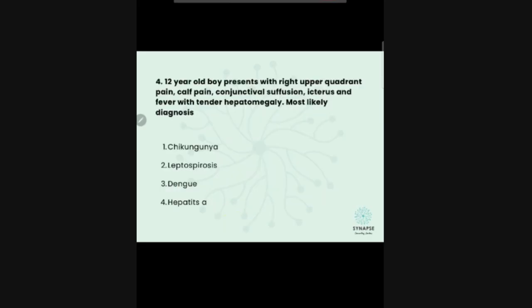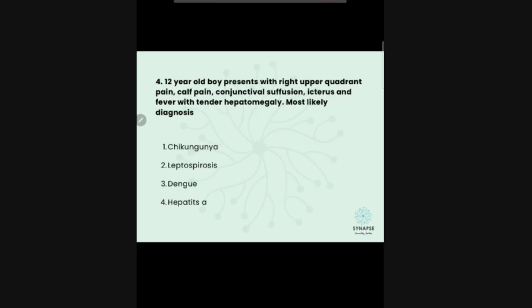Okay, so next, fourth question. It's a question from infectious disease, a more commonly asked question. A 12-year-old boy presents with right upper quadrant pain, calf muscle pain, conjunctival suffusion, icterus, and fever with tender hepatomegaly.